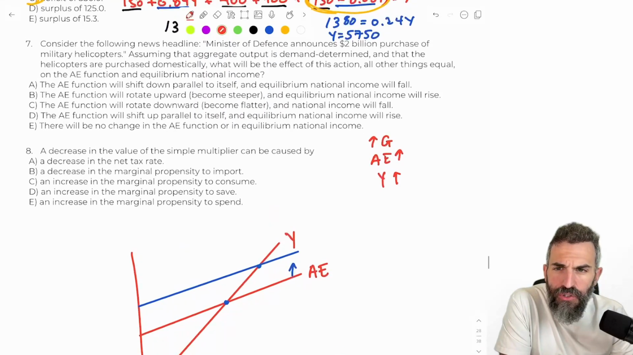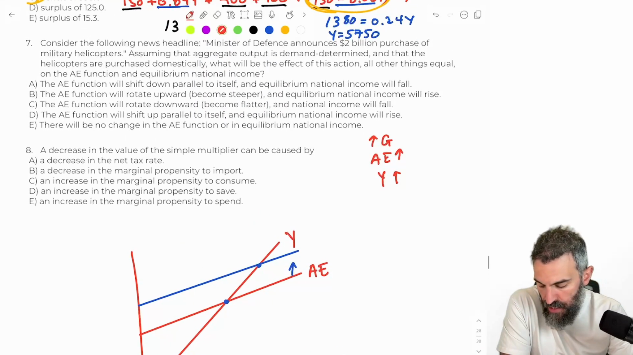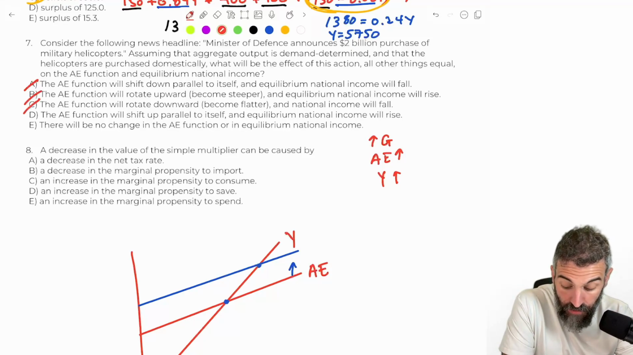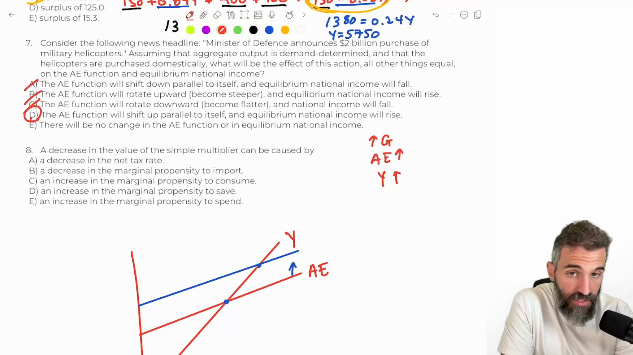So the AE function will shift down, wrong. The AE function will rotate, wrong, because this is autonomous, so it's a shift. The AE function will rotate, wrong. The AE function will shift up parallel to itself, yes. Equilibrium national income will rise. The answer is C.